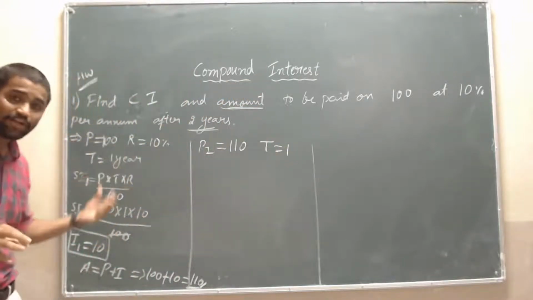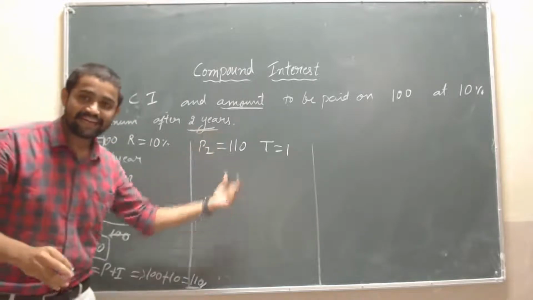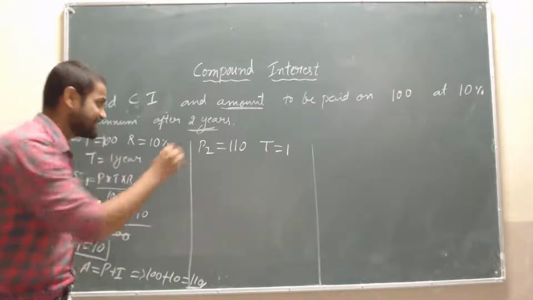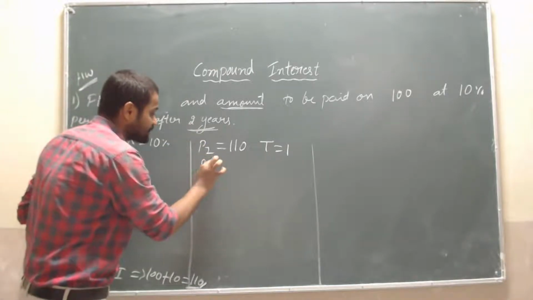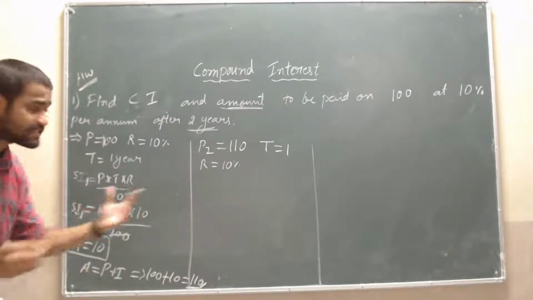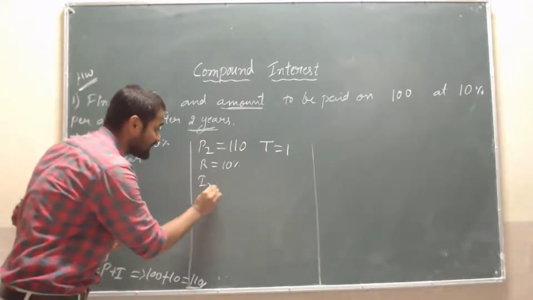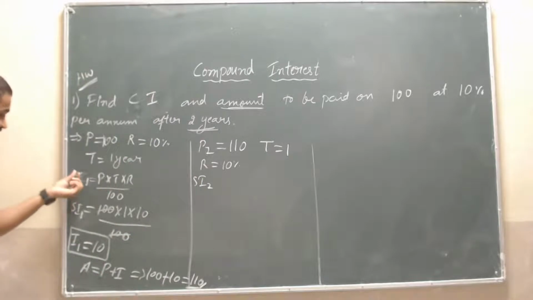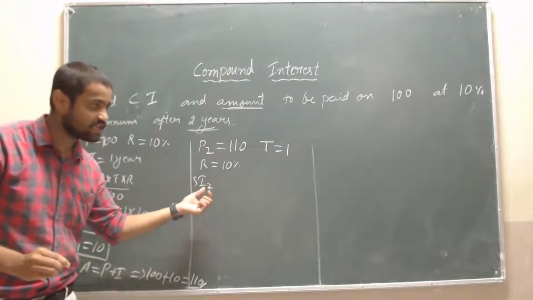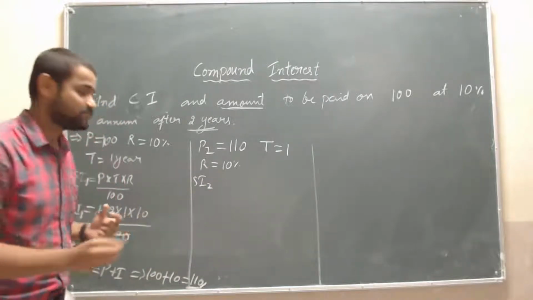Why sir? Here 1 year is over, sir. Here 1 year. Totally we have to find out for 2 years. Isn't it? Then rate of interest, students, 10%. Apply the same formula, that is simple interest is equal to, here I2. Simple interest 1 indicates the first year and simple interest 2 indicates the second year.